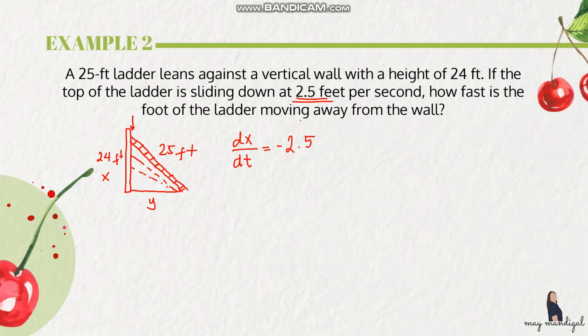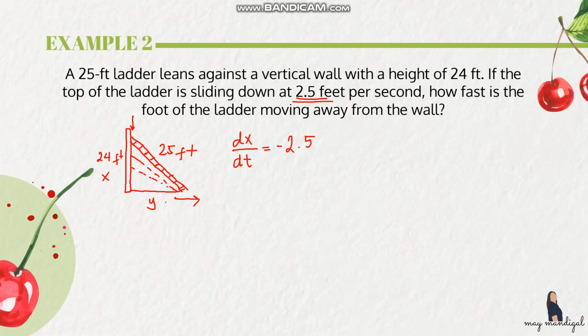So negative 2.5 is our dx over dt, or this is the rate of change in the height of the ladder, in the height of the wall, with respect to time. Now, the question is, how fast is the foot of the ladder moving away from the wall? So, of course, if the ladder slides down in this manner, the foot will adjust as well. So, it will move away from the wall.